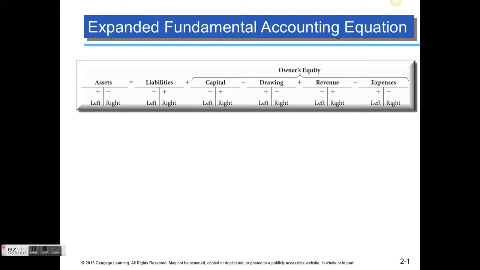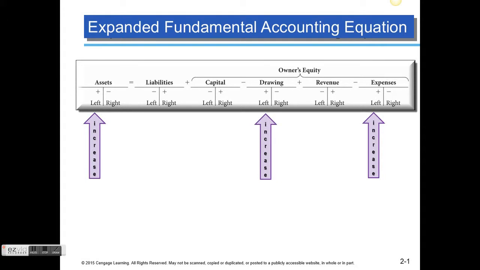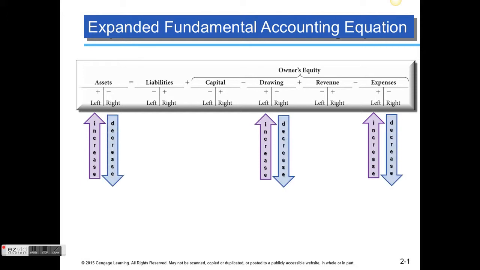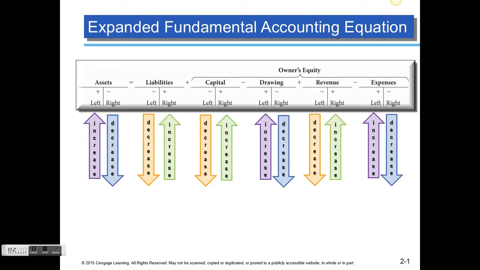Now, instead of the plus and minuses within that expanded accounting equation, we're going to start looking at a T account and which side increases and what side decreases. If you look here, we know that our assets will increase on the left side and decrease on the right side. Liabilities will decrease on the left side, increase on the right side. Our capital will decrease on the left, increase on the right. And our draw will increase on the left, decrease on the right. Our revenue will decrease on the left, increase on the right, and our expenses will increase on the left and decrease on the right.